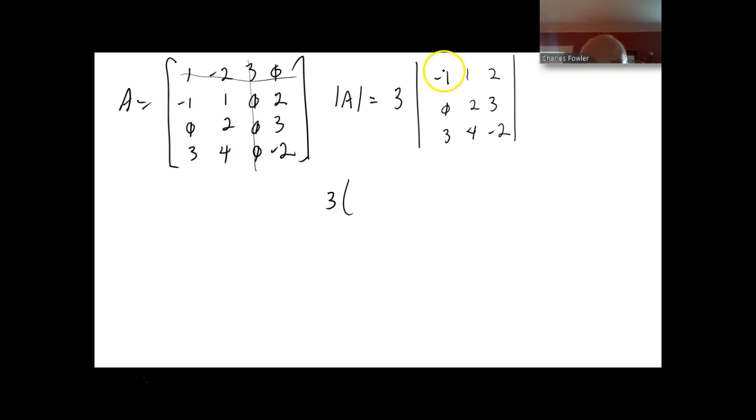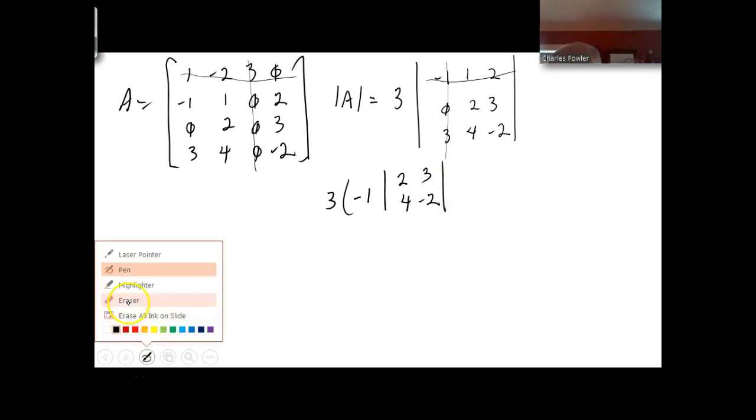we're going to have a couple of things. We're first going to do first row, first column, and that position is a positive position, but it's a negative 1 in there, and that's going to be times the determinant of what's left, 2, 3, 4, negative 2. Okay, that's the first part of it.